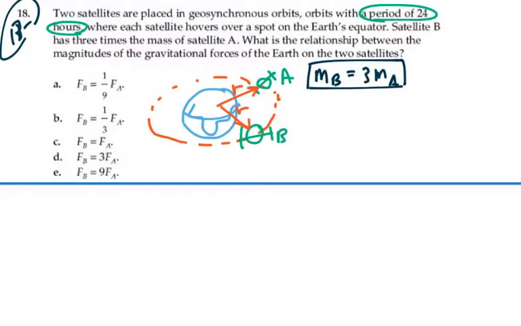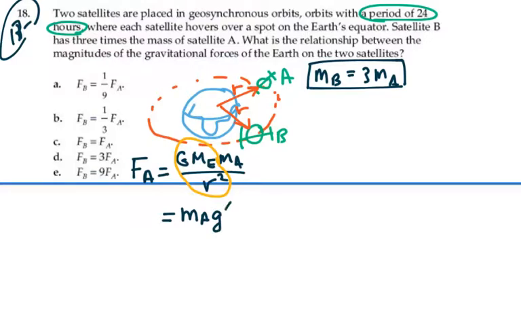Sounds good. So based on that, if we were to look at the force of the Earth on A, that would be equal to G times the mass of the Earth times the mass of A over the distance between them squared. And as we look at this, G times the mass of Earth over r squared would be the gravitational acceleration at that radius. So this would be equal to the mass of A times the acceleration of gravity at that radius, whatever that is, in the form of Newton's second law.